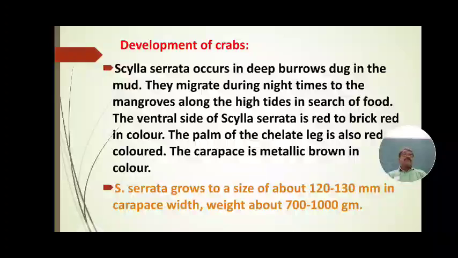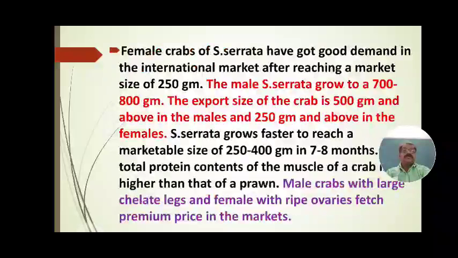When the crab is in breeding condition, Scylla serrata grows to a size of about 120 to 130 mm in carapace width. How much size? The width of the carapace is 120 to 130 mm, and the weight of the crab is 700 gram to 1000 gram. These are the growing conditions.